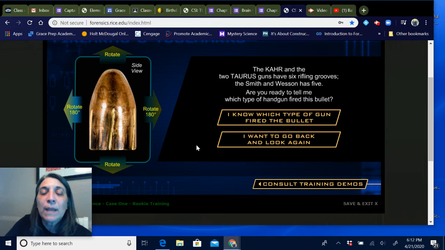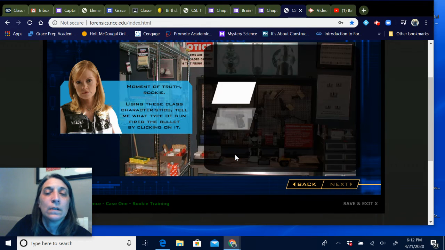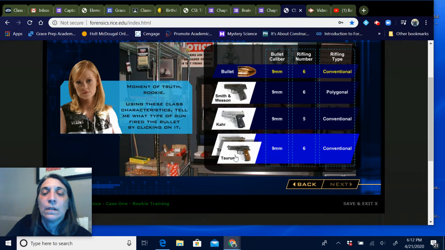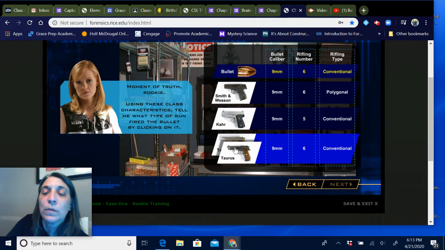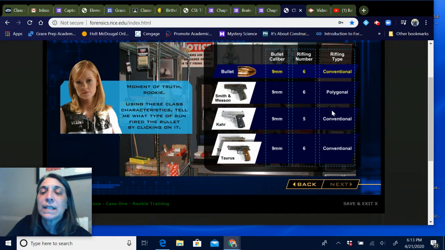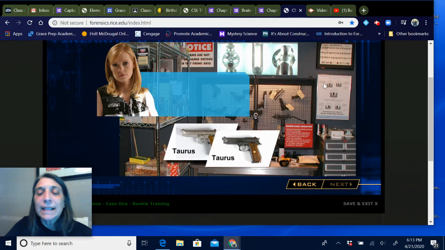So do we know which type of gun fired the bullet? The Car and the 2 Taurus. Okay, they were all 9 millimeter. It's not the polygonal. It can only be the Taurus, because this one was polygonal with 6 and this one was conventional with 5. So just the Taurus is the only one. Anyway, you kind of get the gist of it.